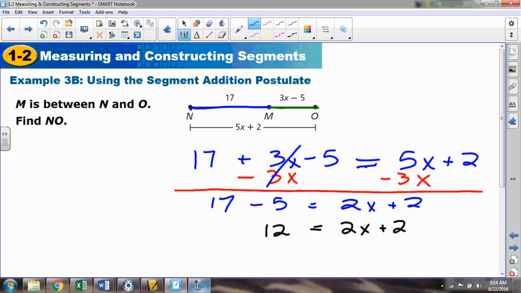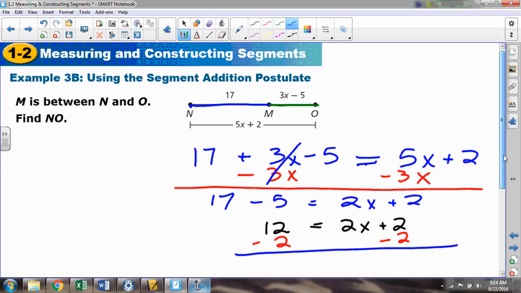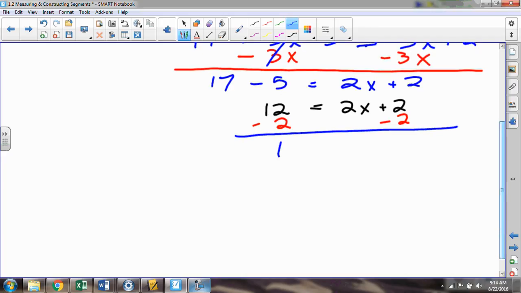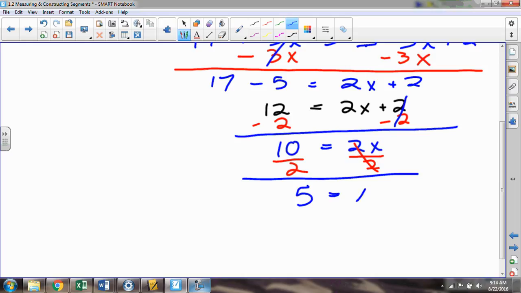Then what? In 2, we're going to subtract 2. So 12 subtract 2 is 10. Finish the problem out here. Divide out by the 2, and we get 5 is equal to x. So we've got this answer that x is equal to 5.